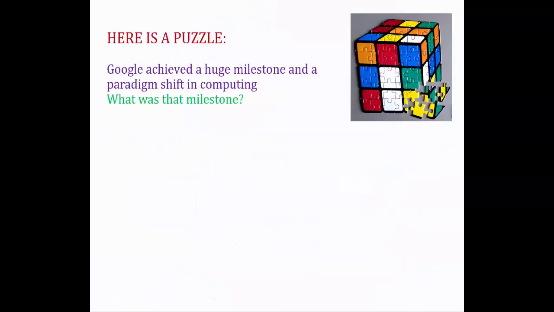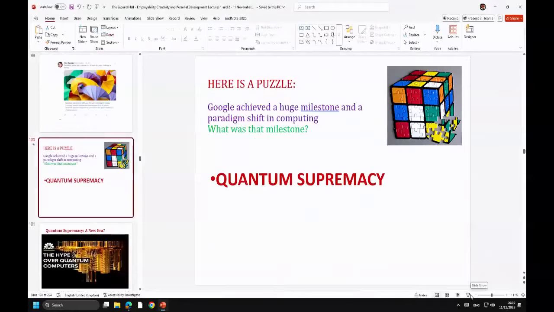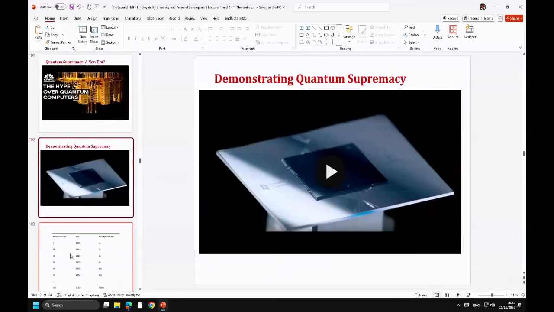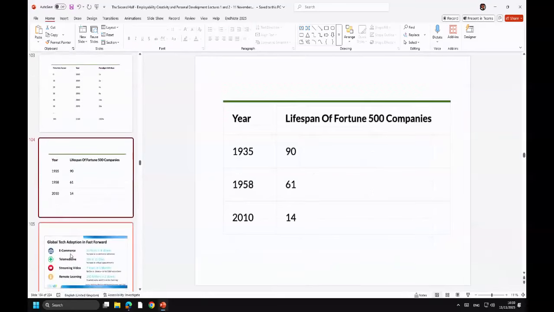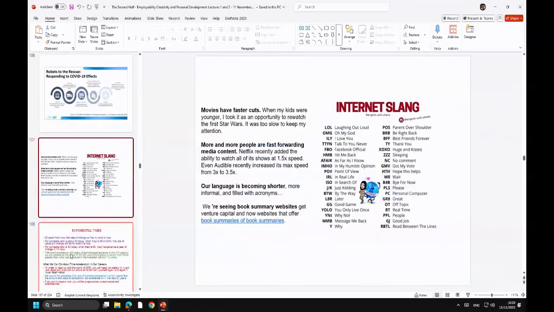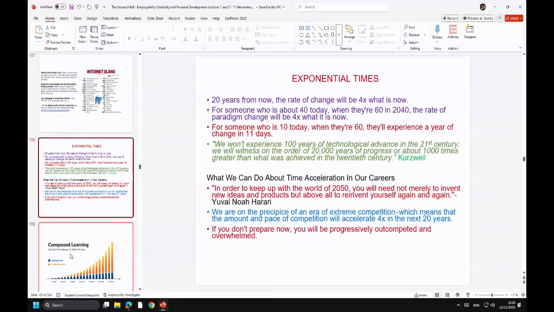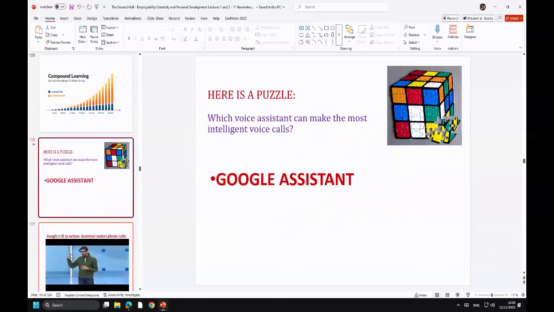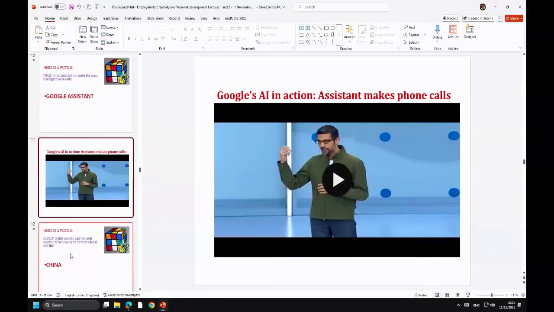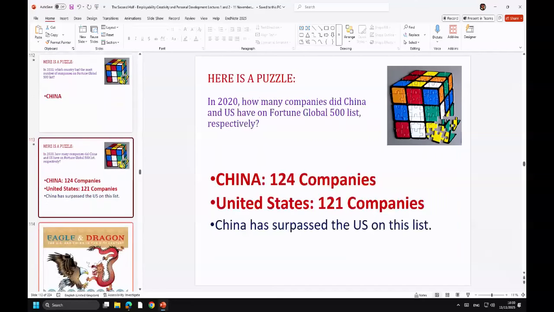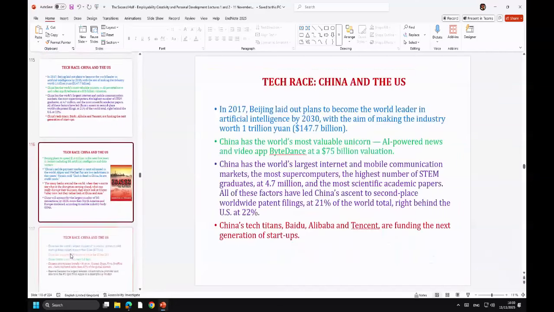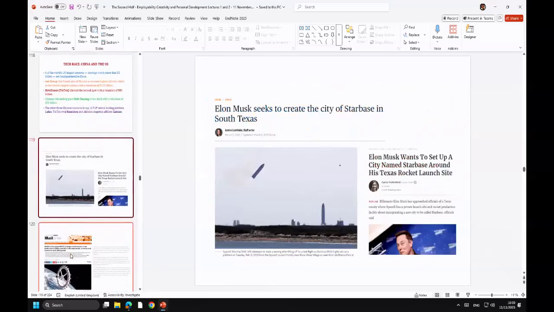And Futurist Hat, you can read about Futurist Hat, quantum supremacy, Google's advancements, watch the videos. Non-linear paradigm shifts, what is happening, exponential times, why things are getting exponential, latest innovations, Google's AI, and China and US competition, technology war, AI war. So you can learn about all these.